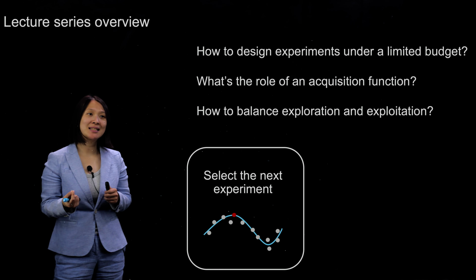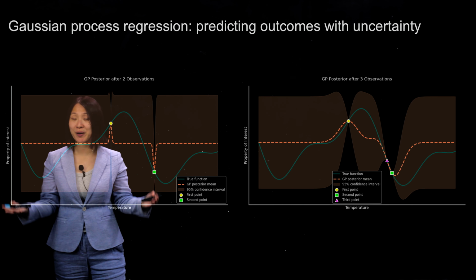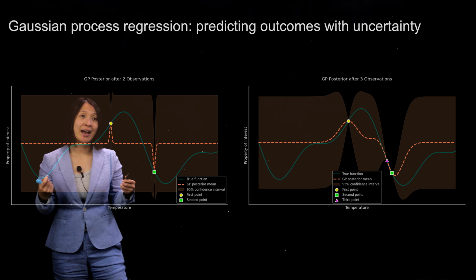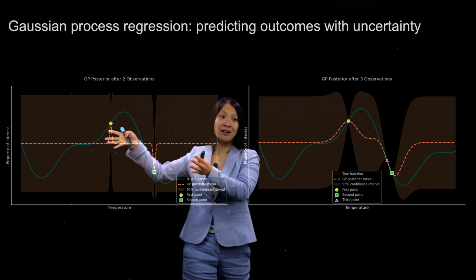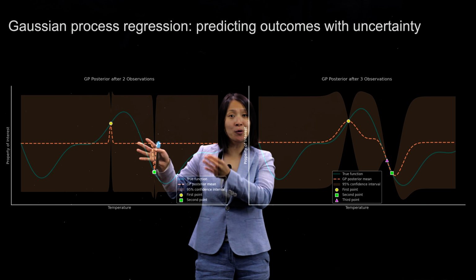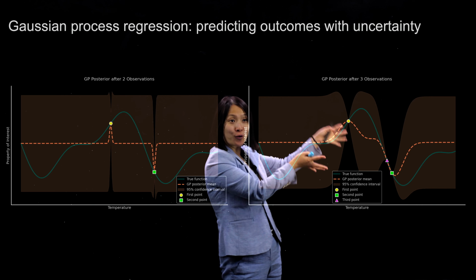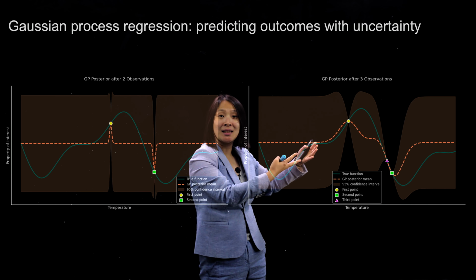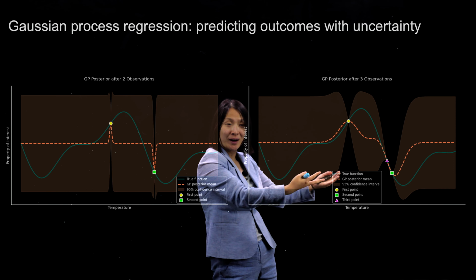Let's dive in. So previously, we've been talking about how we can build a surrogate model using a Gaussian process regression model. In particular, we can predict the outcome of our experiment with uncertainty. Here on the left side of the screen, you see the Gaussian posterior mean and the uncertainty estimates after 2 points were taken, so 2 observations. On the right side, we see what our surrogate model looks like after 3 data points were collected.